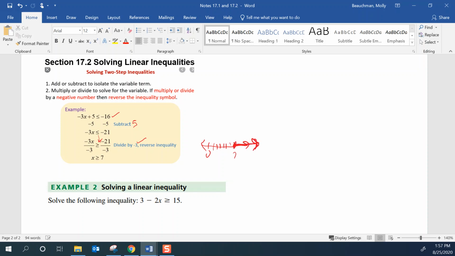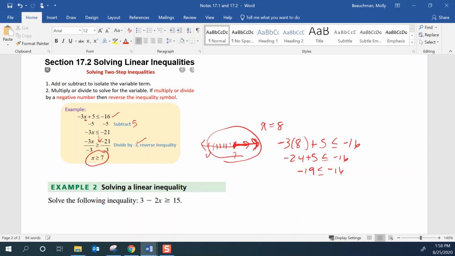This means the solution to the inequality is an infinite number of solutions. Any number that's 7 or greater than 7, if you selected for x and put it in this inequality, let's say you selected x equals 8, then your statement would be true. So negative 3 times 8 is negative 24 plus 5, which is negative 19. Yes, that's less than or equal to negative 16. So a solution to an inequality is an infinite number of solutions. This is the graph, or we can write it as the inequality x greater than or equal to 7.